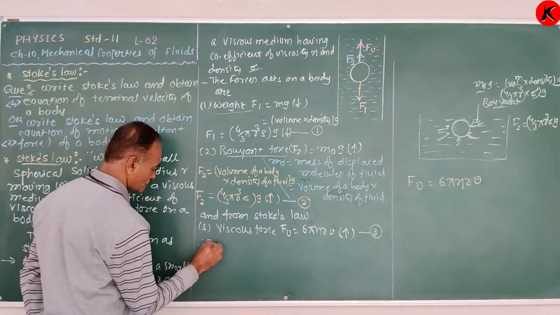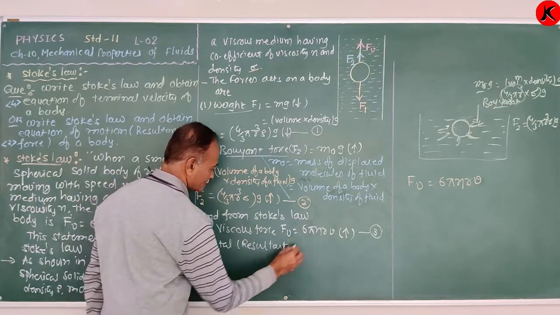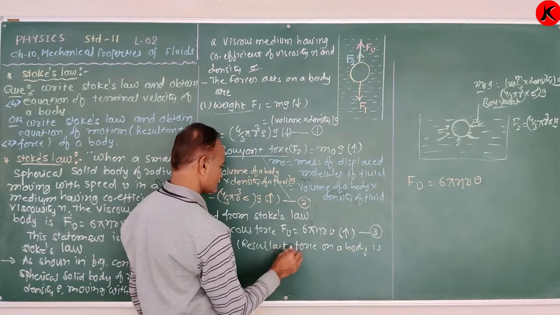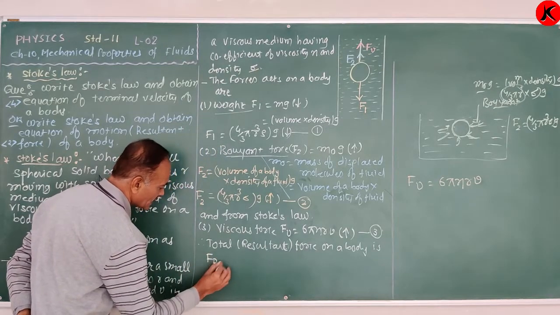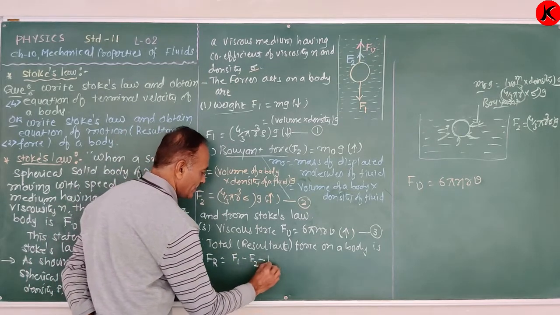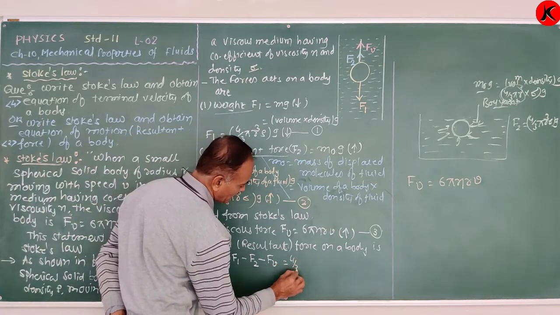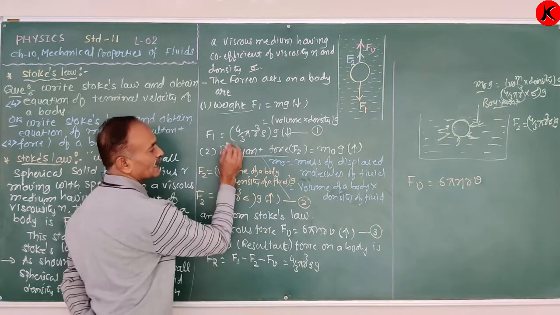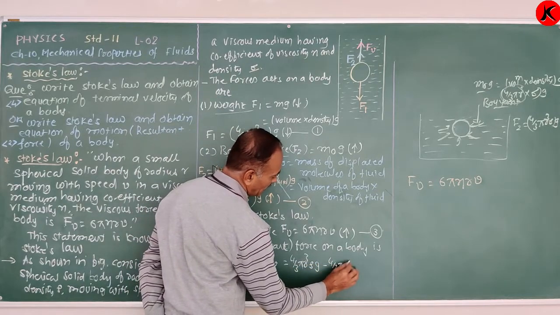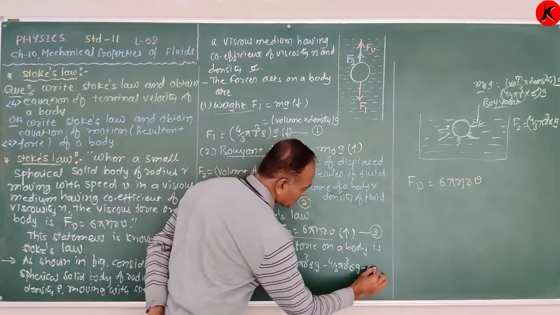Therefore, the total or resultant force on the body is Fr is equal to F1, in the downward direction, therefore we take it positive, while F2 in the upward direction, we consider negative. Fv also in the upward direction, we consider negative. Substituting the values, 4 by 3 pi r cube rho g, that is the value of F1. Now F2, 4 by 3 pi r cube sigma g, minus F3, 6 pi eta r v.